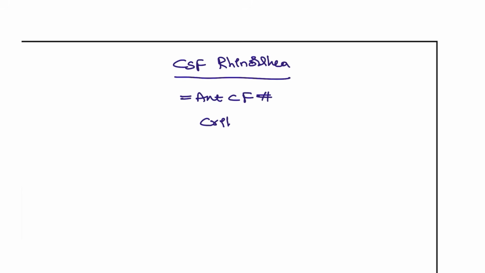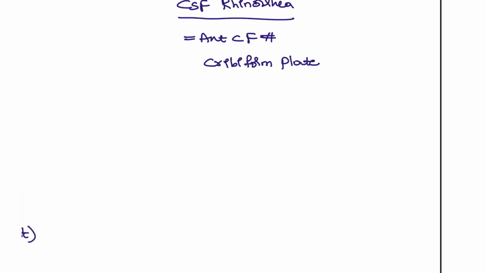Next, another picture that I wanted to tell here is CSF rhinorrhea. In CSF rhinorrhea, the most common cause is an anterior cranial fossa fracture, especially at the cribriform plate. If there is damage to the cribriform plate, the patient will have this condition. When the CSF is seen, it forms a double ring or target sign, which we also call the halo sign.